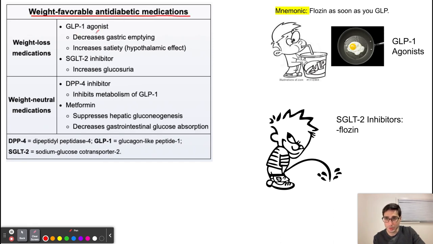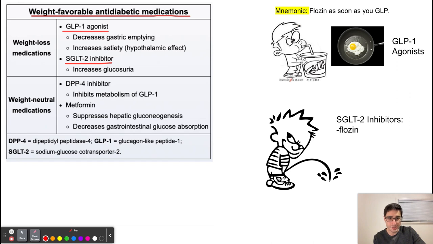Now, there's going to be two classes that we need to know. Those are going to be the GLP-1 agonists and the SGLT2 inhibitors. Now, I have a mnemonic to help you remember these two drug classes that are going to cause weight loss in patients with diabetes. So here I have an image of this boy gulping down a drink.